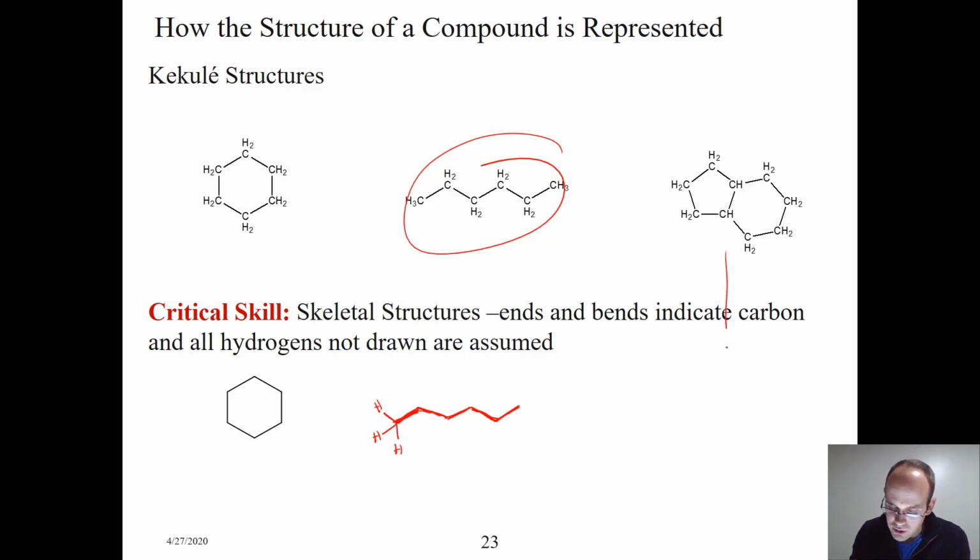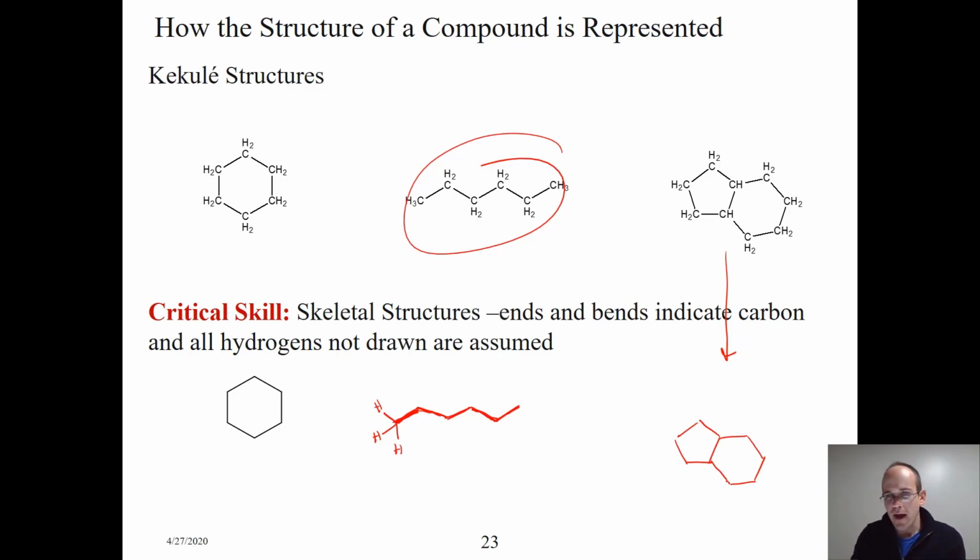So if I draw this structure up here, it's going to look like that. So we've got lots of bends here, right? There's a bend, that's a carbon. There's a bend, that's a carbon. There's a bend, that's a carbon. You get the idea. You go all the way around, and every single one of those bends is a carbon.